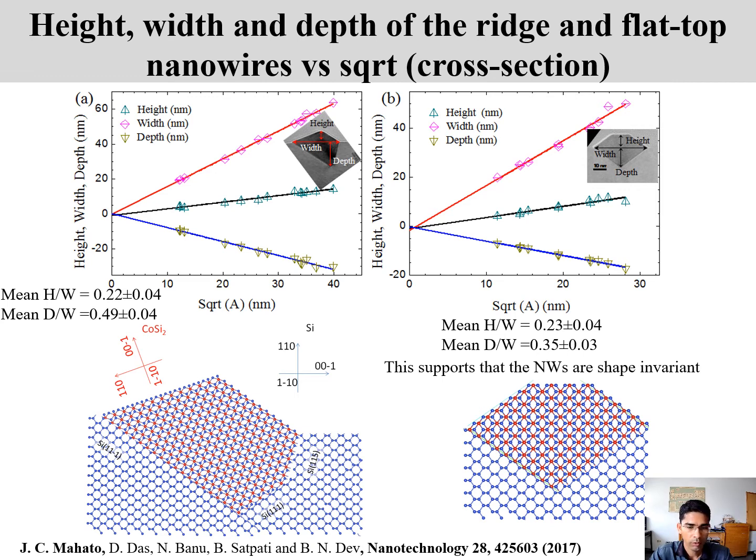This is the atomic model where we just saw the two distinct types of facets. Here we have a 111 interface, but in this case the 111 silicon interface is matching with cobalt disilicide 115, and in this part silicon 115 is matching with cobalt disilicide 111. But for the flat top type of nanowire, we have in both interfaces silicon 111 and cobalt disilicide 111 interface.